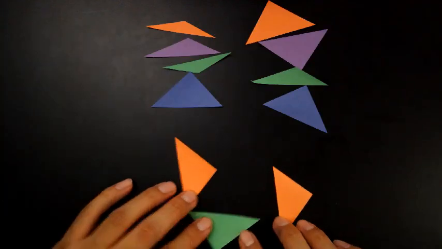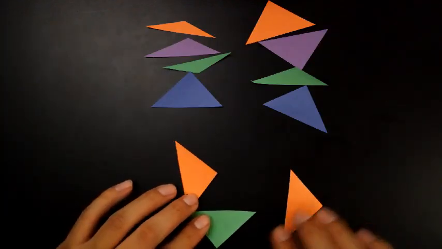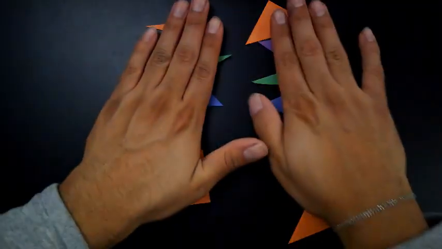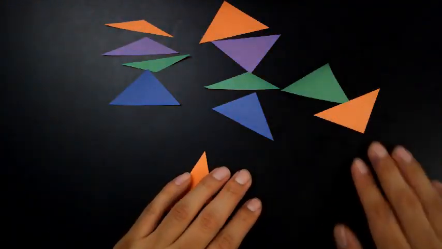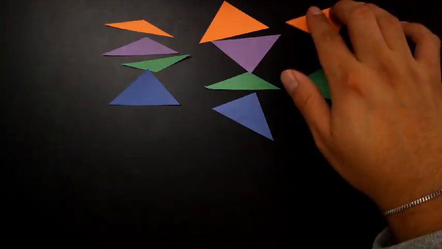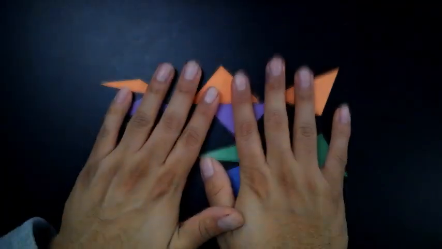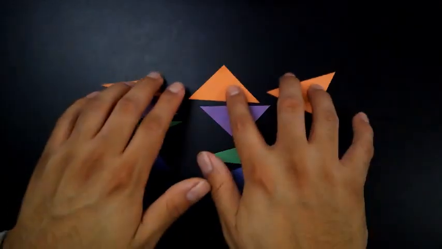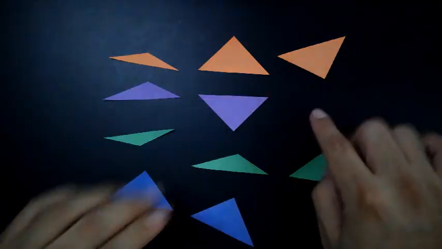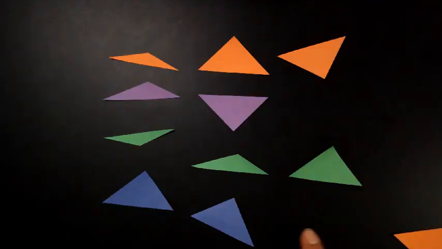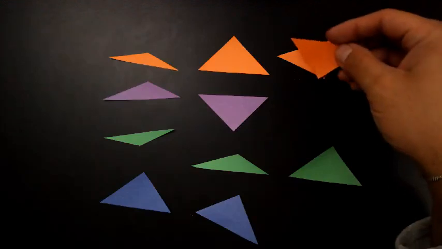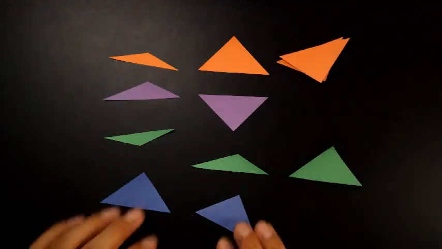But why can't I make a third group? What am I missing? You can see here, I have the green. Let me scoot these over. I have the green to make another group. I have the orange to make another group. But what all am I missing? I don't have the purple, nor do I have the blue. And I also have this other orange as well.